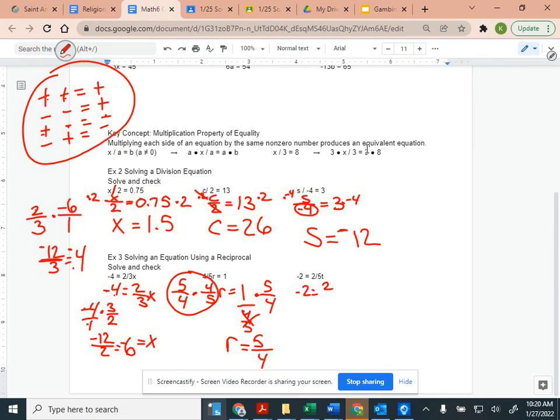Negative 2 equals 2/5 times t. We want to do the opposite. We want to divide. Dividing with a fraction means you're multiplying by the reciprocal. So we multiply by 5/2. And this is a negative 2. So that gives us negative 10 over 2. Negative 10 over 2 is what, Nolan? Negative 5.